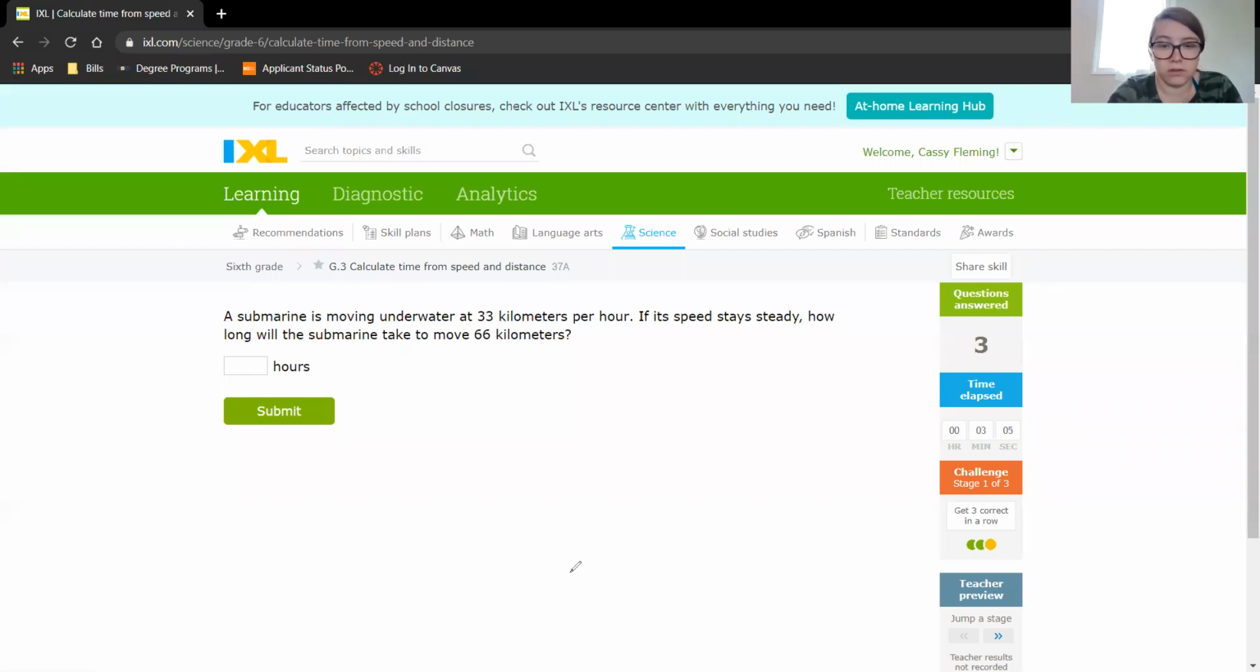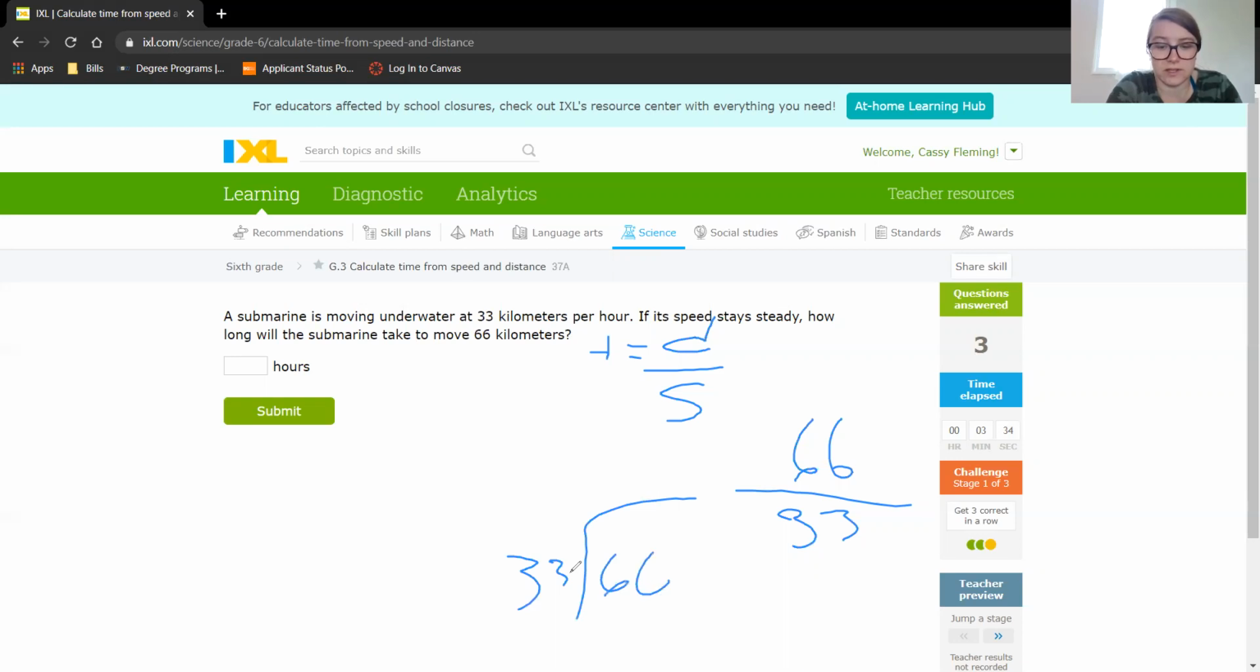So we know our time is distance divided by speed. A submarine is moving underwater at 33 kilometers per hour. If its speed stays steady, how long will the submarine take to move 66 kilometers? So we know that our distance is 66 and our speed is 33. 66 divided by 33. 33 goes into 66 two times. So it would take 2 hours.